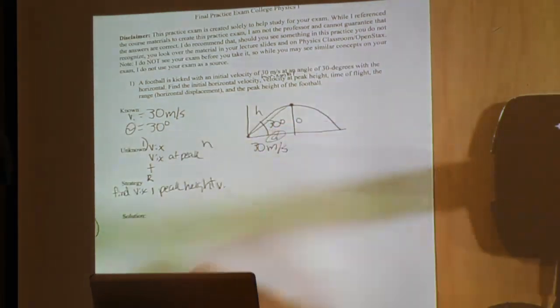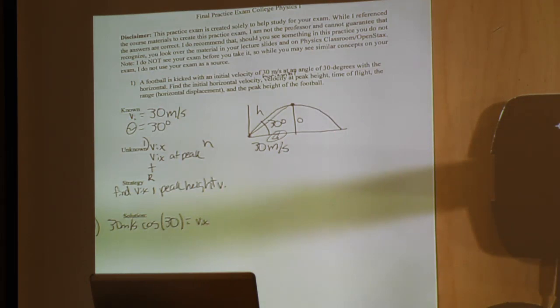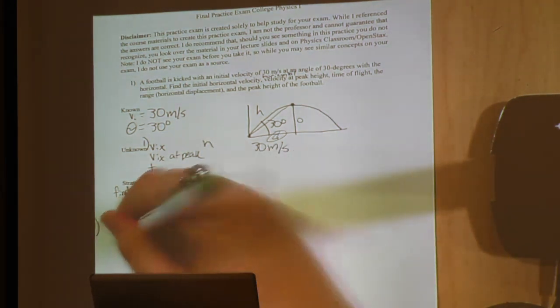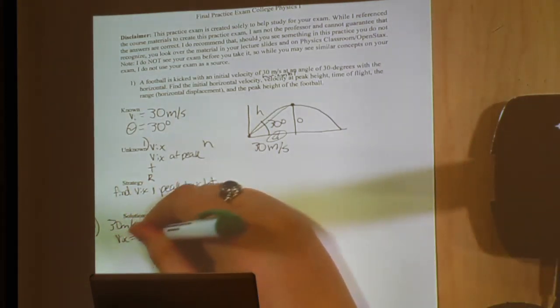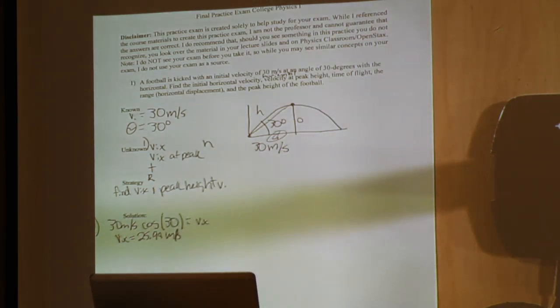Adjacent, good. So what would we use? Good, yeah. 30 meters per second times cosine of 30 is going to be equal to VIX. So if you guys want to pull out your calculators, we should have 30 times cosine 30. What'd you guys get? Yeah, so VIX should be 25.98 meters per second. Generally, she gives 4 significant figs, so I'm going to go with that.